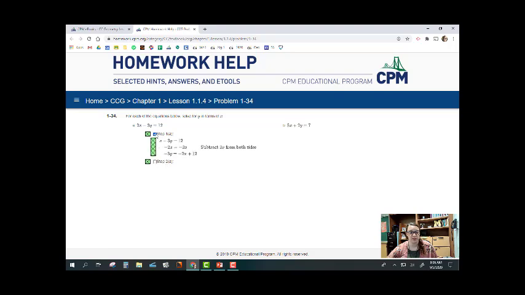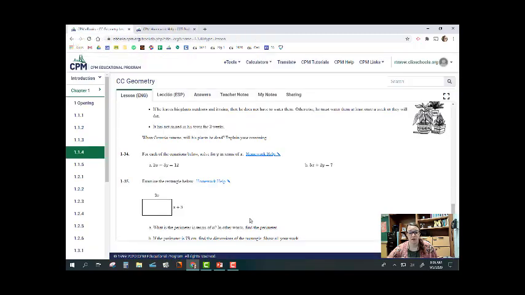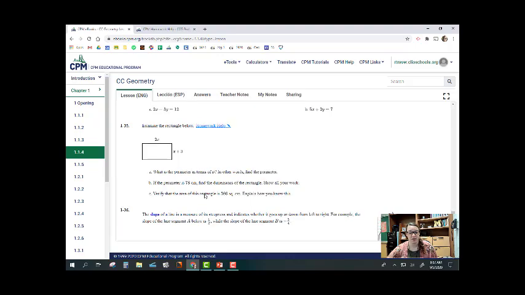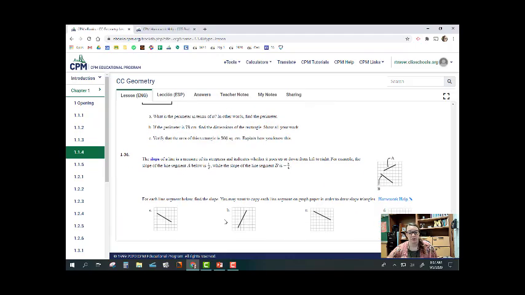So on this one, for example, it's showing you the first step and the second step, and it will even show you the answer for this problem. For part B though, it's leaving you on your own to try it by yourself. So see if you can work through this one without my help, but instead using the resources you have. Number 35 is a perimeter and area problem like we worked on yesterday. And then there's some slope questions down here.